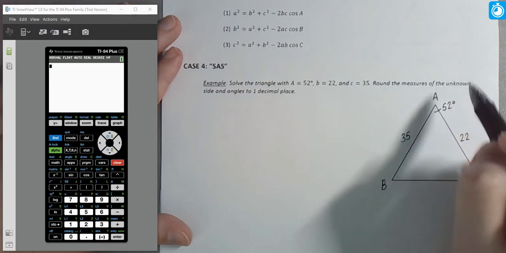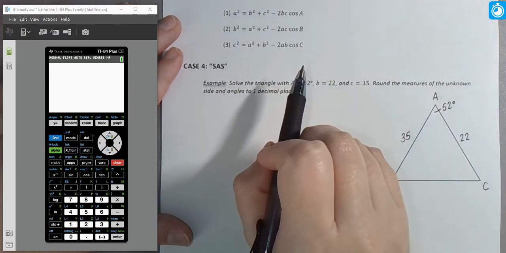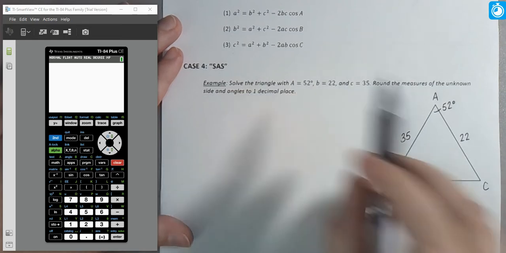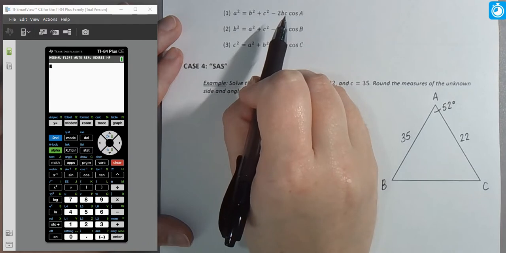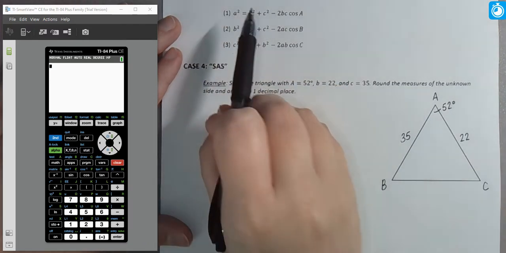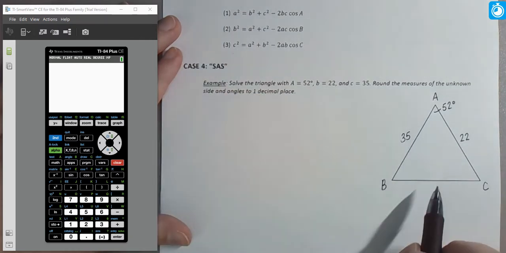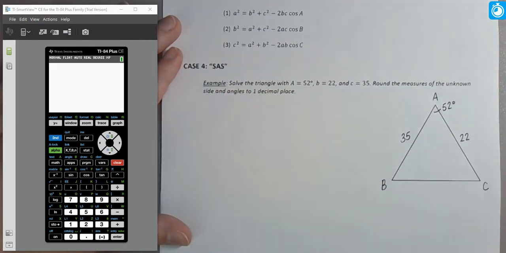So because we only have one angle given, we're going to have to use the form that references that particular angle. We also have side B and side C, which we'll then be able to plug into the formula, which means our unknown in this case is going to be side A. So once we find side A, we'll then have the side angle pair to use to solve for the rest of the values in the triangle.